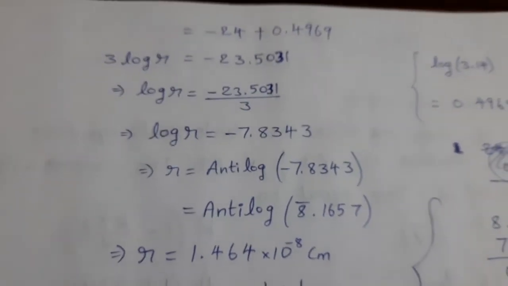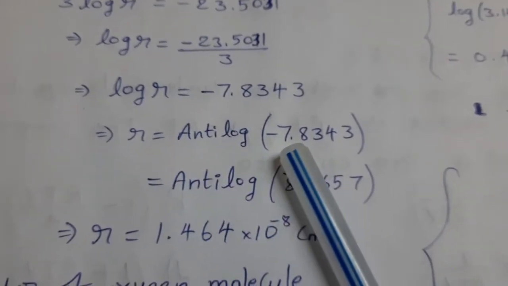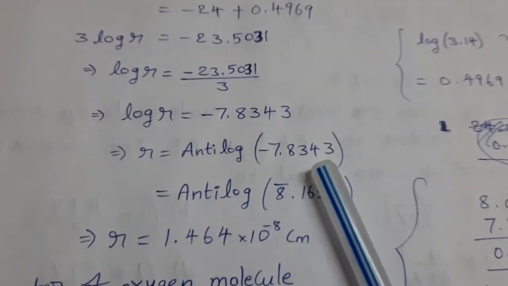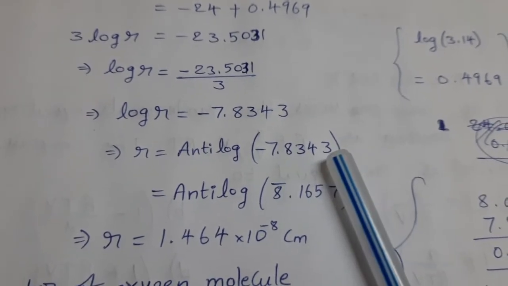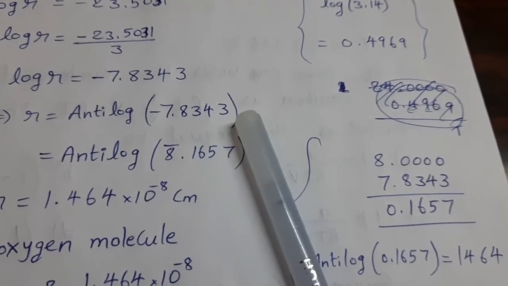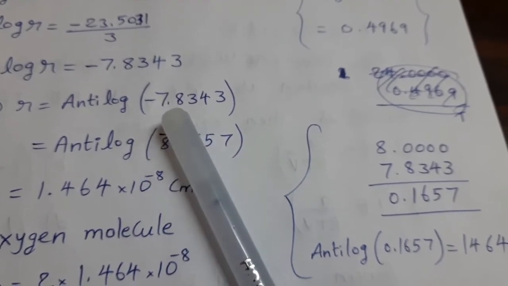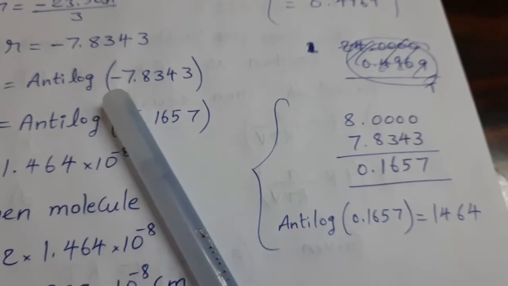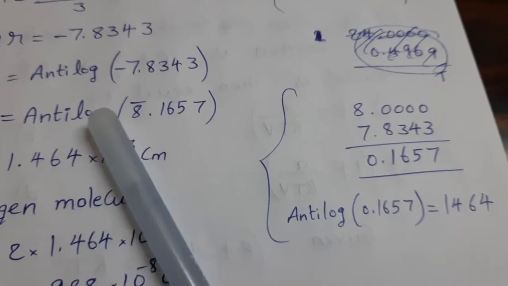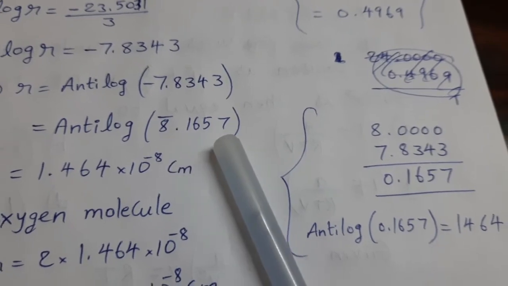7.8343. So we want the radius of the oxygen molecule. So r equal to anti-log of minus 7.8343. Actually anti-log for negative numbers is not possible. So we have to convert this into a normal value. For that we have to subtract this number from the nearest integer. For this, what is the nearest integer? This is minus 7, nearest integer is 8. So subtract this value from 8. Then we get 0.1657. Now we can write this number as 8 bar point 1657.